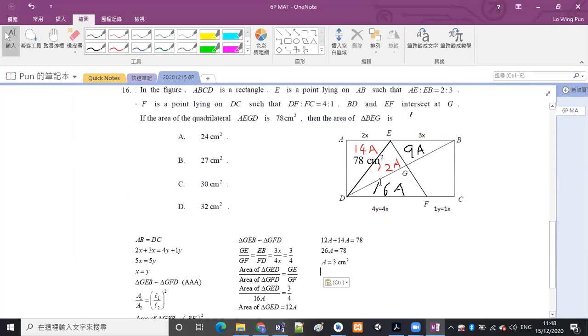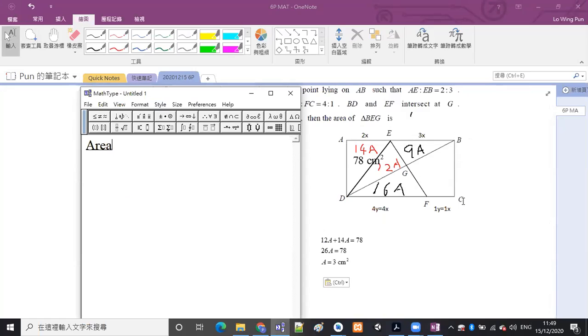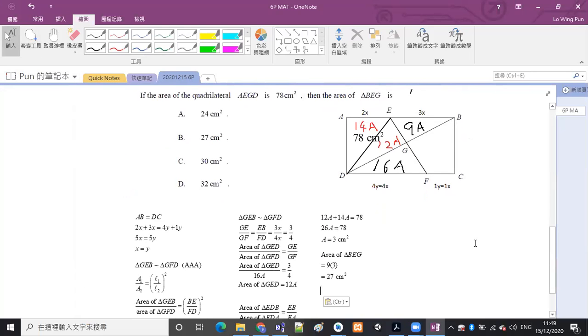And finally, we can answer the question. The question asks us to find the area of triangle BEG. But now we know that BEG is equal to 9A. So the area of triangle BEG is equal to 9 times 3. That is equal to 27 cm square. Okay, so the answer is option B.